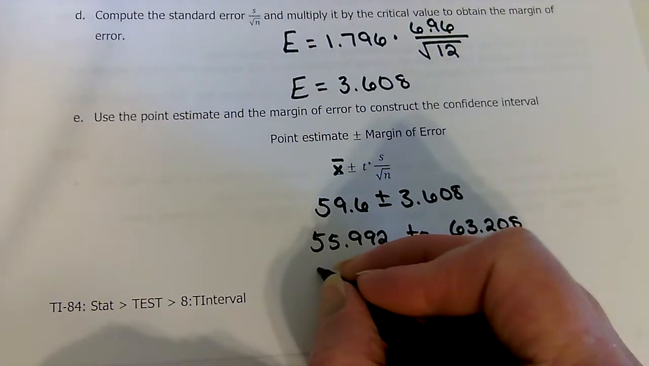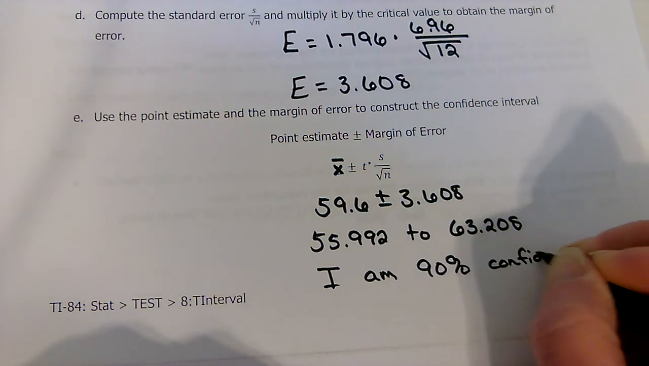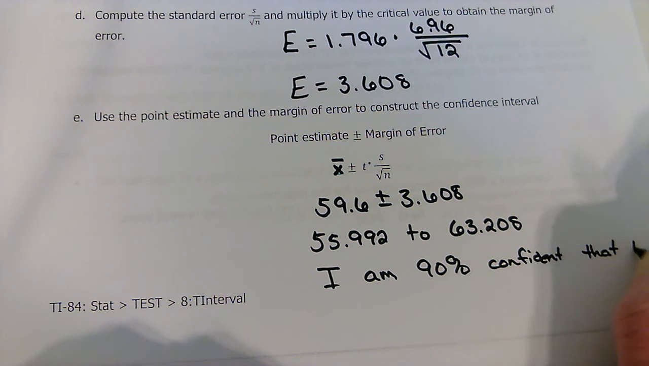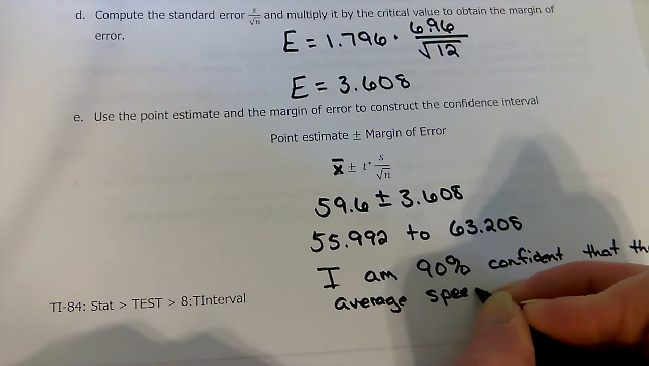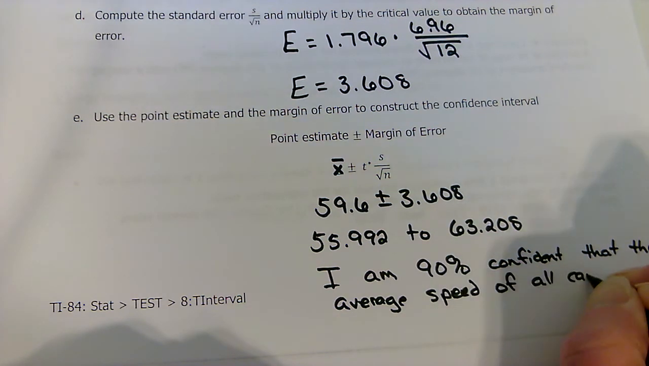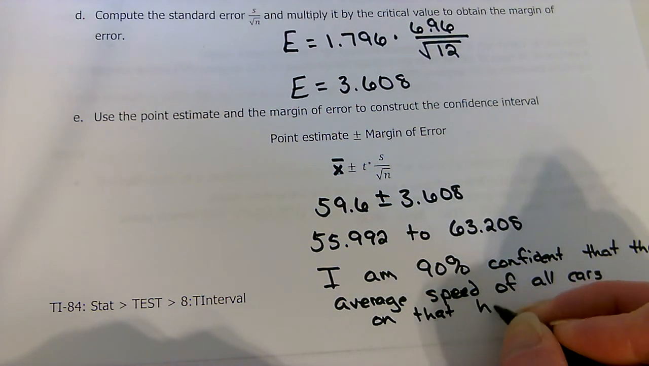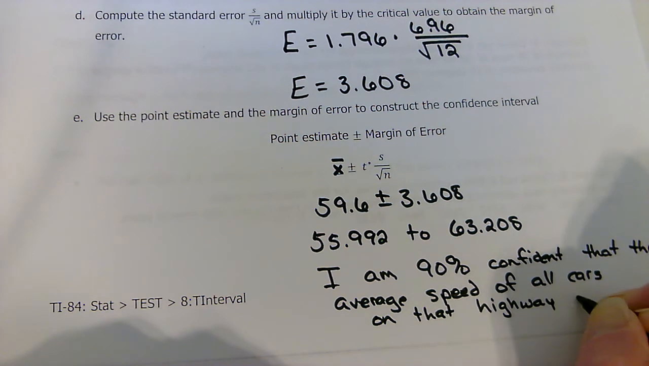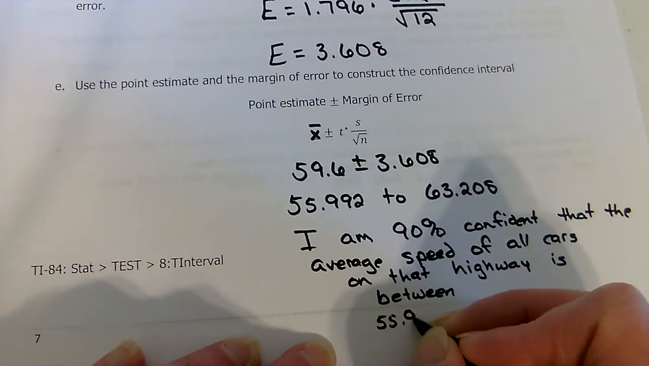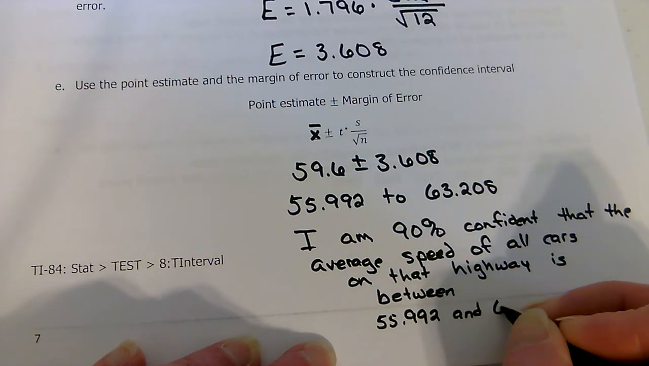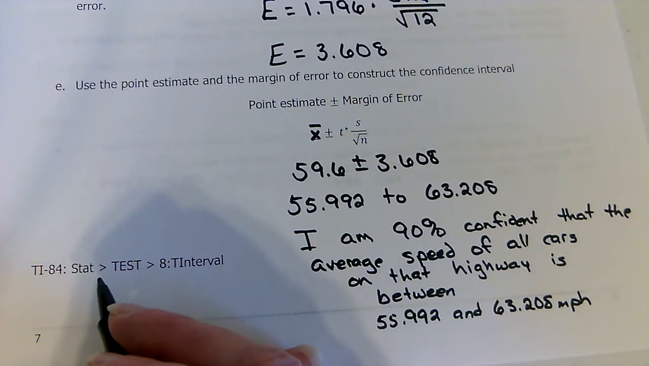So what does that mean? It means I am 90% confident that the average speed of all cars on that highway is between 55.992 and 63.208 miles per hour. Now this can also be done in the TI.